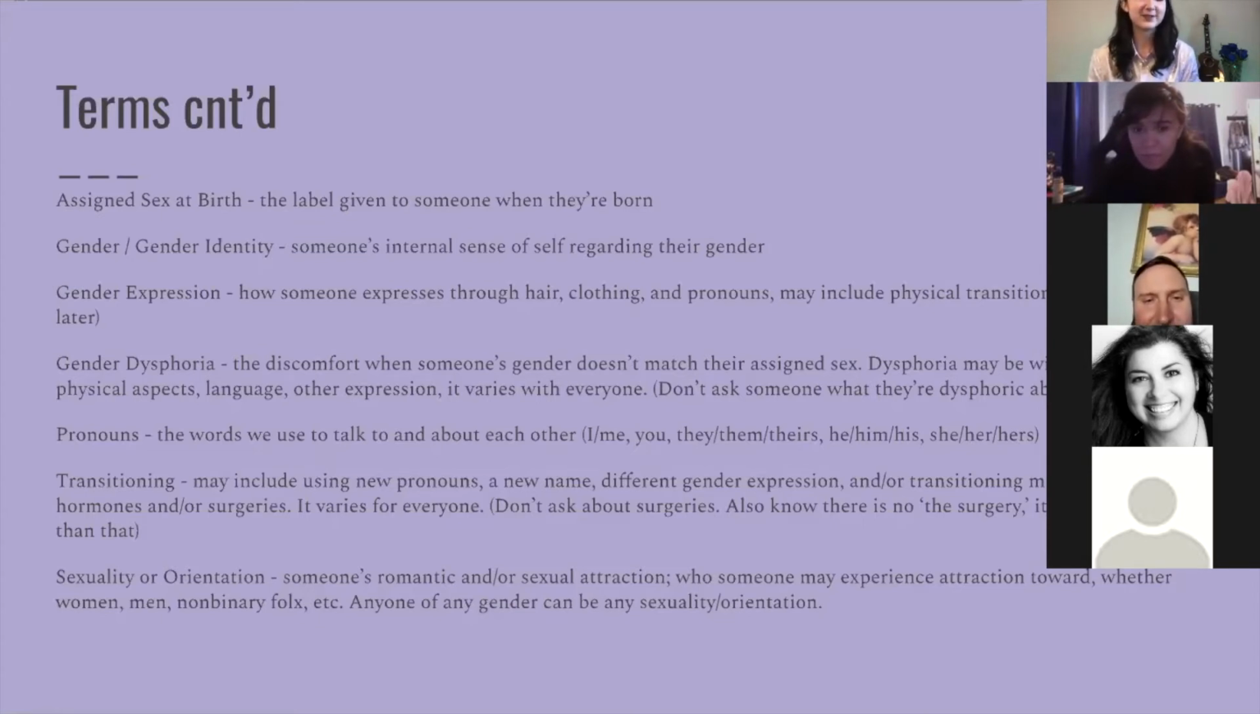And lastly, sexuality and orientation, someone's romantic and or sexual attraction. So whether it's like they're attracted to women, men, non-binary folk, whatever, there's all these different terms. The most important thing I wanted to include is that anyone of any gender can be any sexuality or orientation. I know when I came out as trans, a lot of people were like, so what does that mean for your sexuality? Or what does that mean for your partner? And they're separate things. So yeah, it's kind of unrelated.